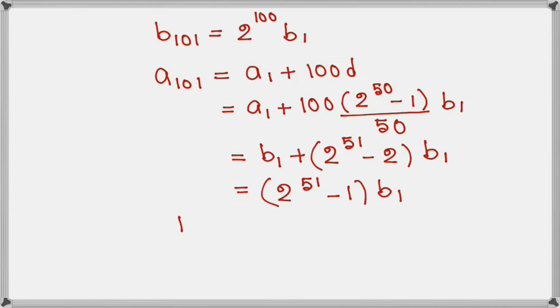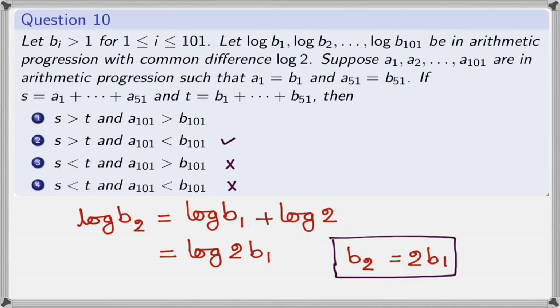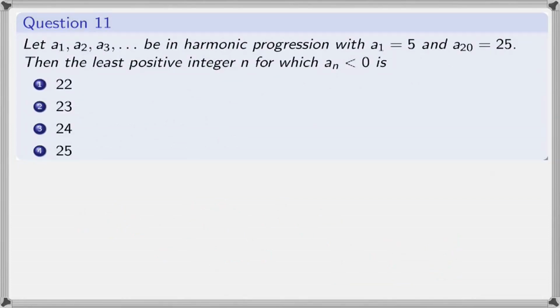So clearly B101 is strictly bigger than A101. Therefore, the second option is correct and the first option is incorrect. This is our 11th question.